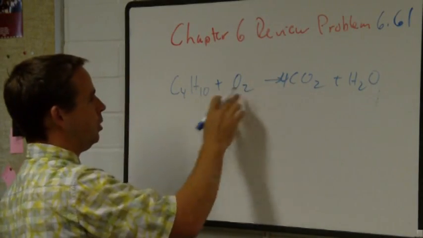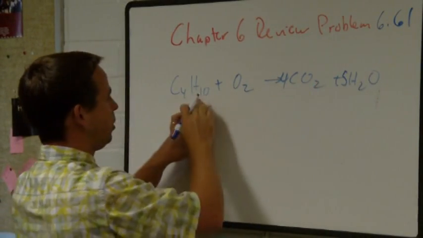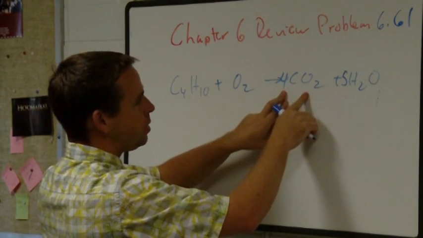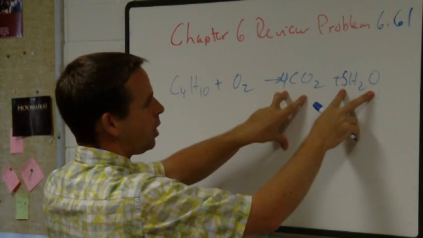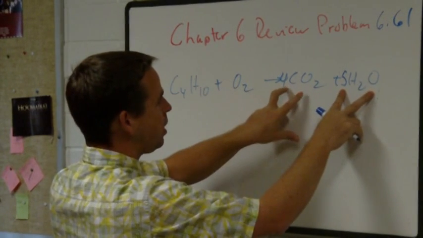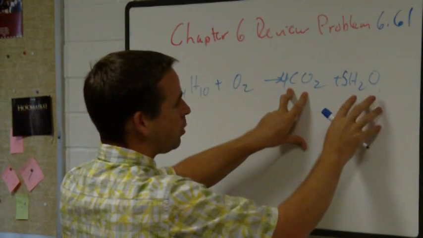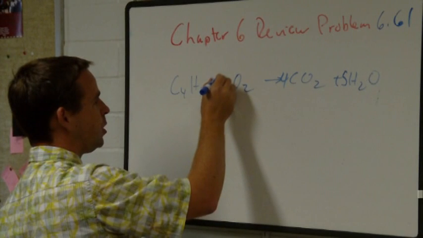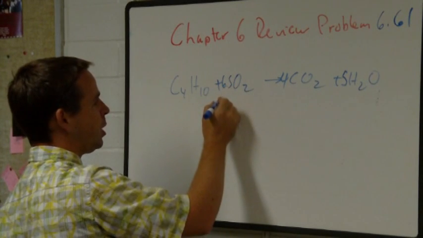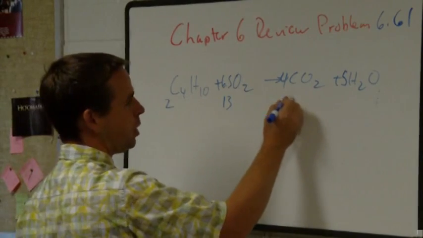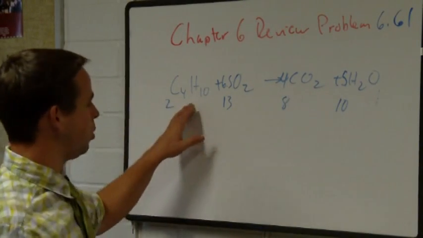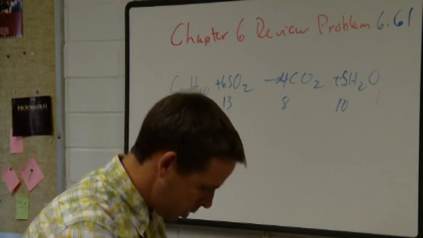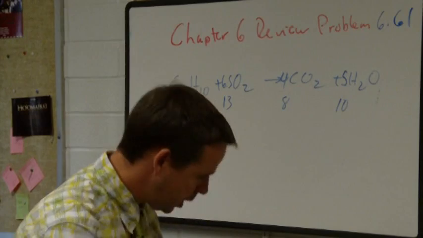4 here, 5 here, right? Oxygen's on the right. 8 plus 5, 8, 13. Is that right? 8, 9, 10, 11, 12, 13. So we have 13 on the right. So this is going to be half of 13, which is 6.5. Multiply that by 2, that's going to be 13. So that's going to be 2, that's going to be 8, and that's going to be 10. So 2 butanes, 13 oxygen gases, 8 carbon dioxides: 2, 13, 8, and 10.